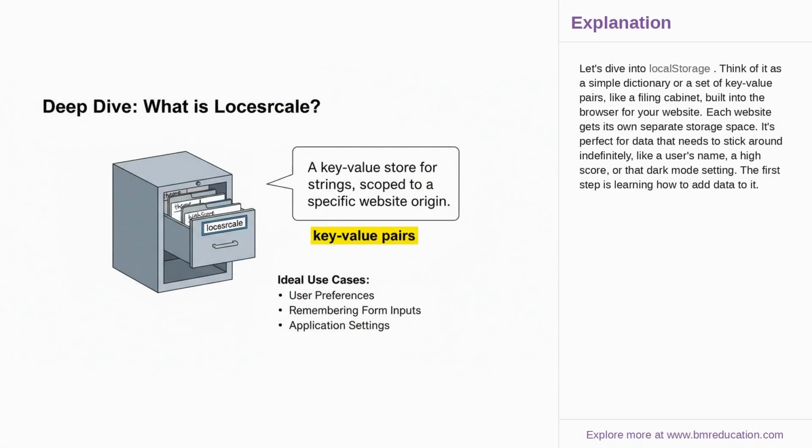Let's dive into local storage. Think of it as a simple dictionary or a set of key-value pairs, like a filing cabinet built into the browser for your website. Each website gets its own separate storage space. It's perfect for data that needs to stick around indefinitely, like a user's name, a high score, or that dark mode setting. The first step is learning how to add data to it.